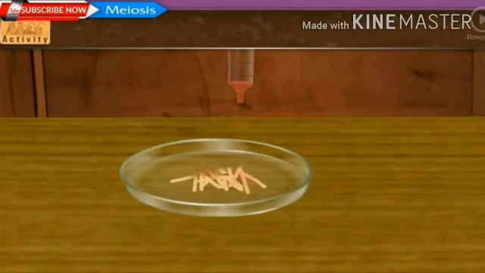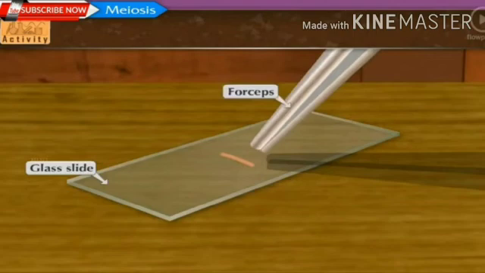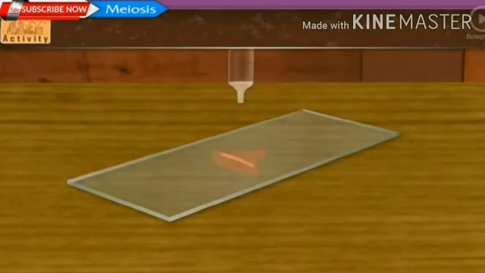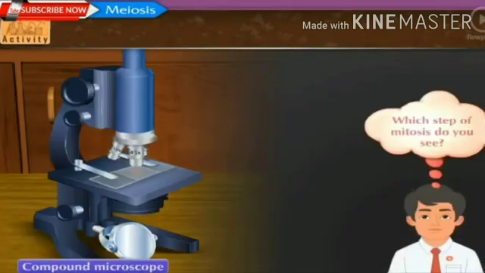Add a few drops of iodine solution. Then take one tip of the root on a glass slide and press it with the help of forceps. After that, add 1 to 2 drops of water on it and cover it with a cover slip. When the preparation of the slide is complete, observe this slide under a compound microscope and see which steps of mitosis we see in this slide.